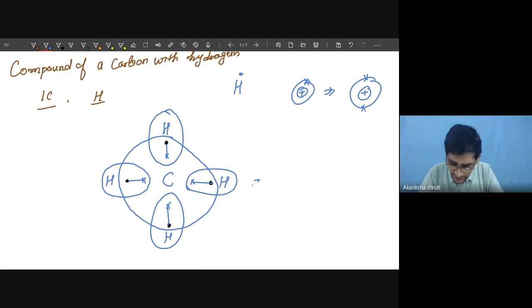To simplify the way of writing this structure, we are just writing this carbon, then we are just putting the bond here. Meaning 1 pair like here, like here, like here. Okay. So this is the simplest way of writing.